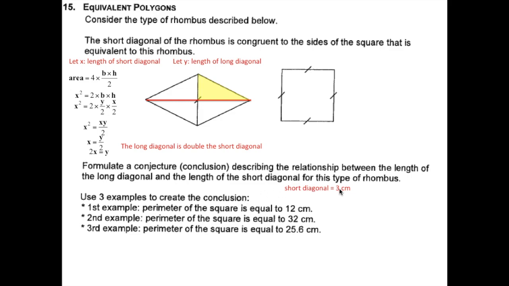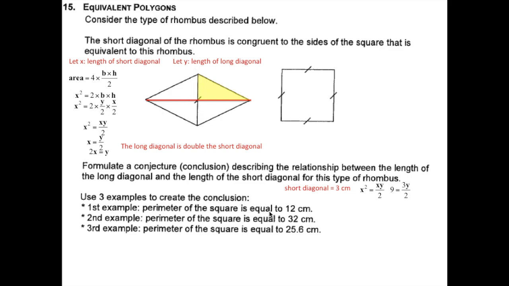Then they're saying use 3 examples to create the conclusion. So we want to see, is this true? Does this make sense? If this is true, then our long diagonal is going to be 6. But let's prove it's 6, if these two things have the same area. So the area of the square is going to be 3 times 3 is 9. Remember, x squared is equal to x times y divided by 2. The area of the rhombus is going to be the long diagonal times the short diagonal divided by 2.